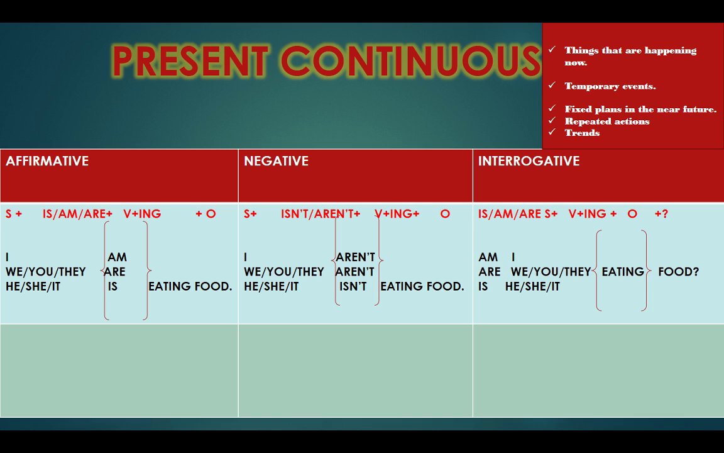Anyways, next is the interrogative: am, is, are plus subject. Am I eating food? Are we, you, they eating food? Is he, she, it eating food? I hope this sentence is clear to you. Just have a look, pause the video. If you have a question, you can post it right now. You get it. Let's move on to the next tense.